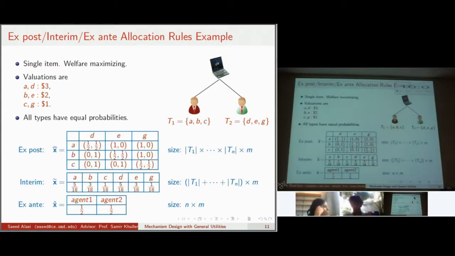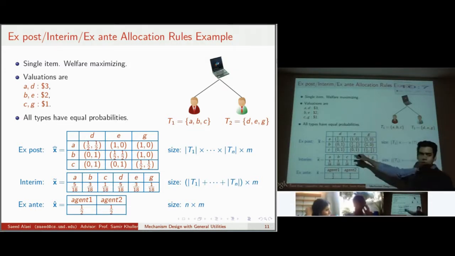So the ex post allocation rule is basically like a table which says, for example, if types A and D show up, then the first agent gets the item with probability 1/2, the second also gets it with 1/2. And you can see that A wins against E and G, basically gets the item with probability 1 because the valuation of A is higher than E and G. So the size of the ex post allocation is proportional to the product of the sizes of the type spaces of the agents. So basically this ex post allocation grows exponentially in the number of agents. The interim allocation rule basically has an entry which specifies the expected allocation of each type.